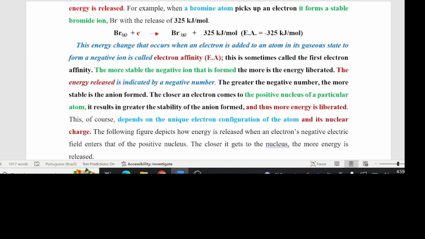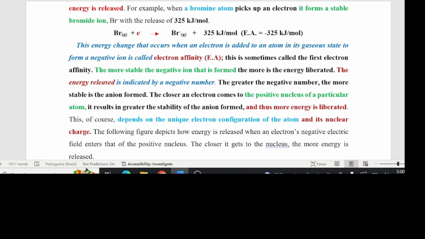This is a gaseous bromine atom, and it picks up an electron here, and you form an ion of bromine here, plus that amount of energy. We say EA is equal to negative, because it's an exothermic reaction. You'll do this concept in grade 12 chemistry, where you do enthalpy changes. And if it is an exothermic reaction, it is given a negative sign. So that's the amount of energy that is released when 1 mole of bromine atoms pick up 1 mole of electrons.